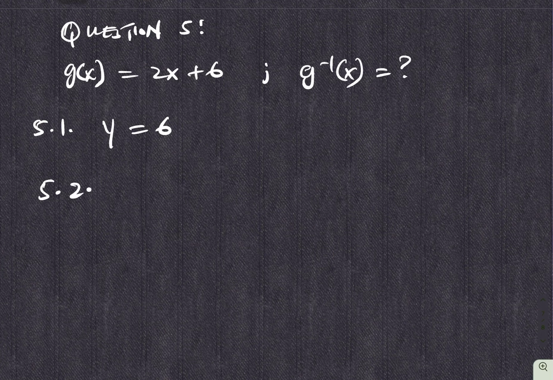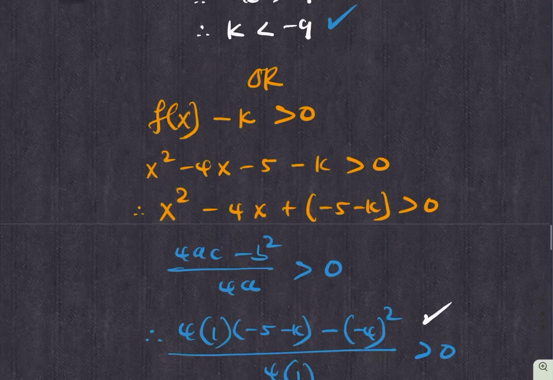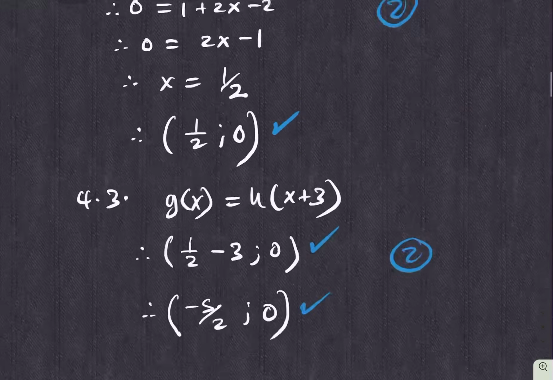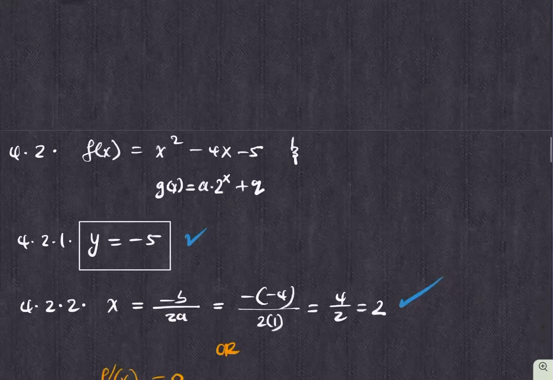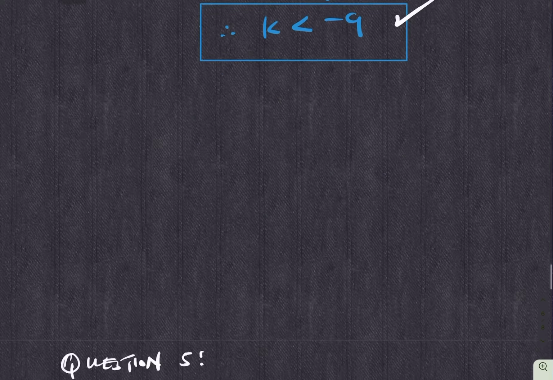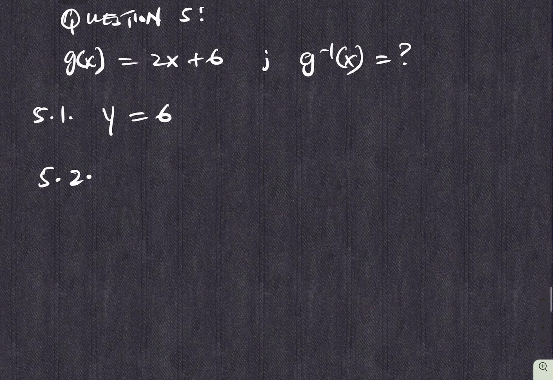And then 5.2, what are they saying there? This seems to be very easy. It's a straight line. Determine the inverse of g, the equation of g to the power negative 1, which is the inverse, in the form of g to the power negative 1 of x equals mx plus n. So that is a straight line as well. We can't really struggle to find the inverse.